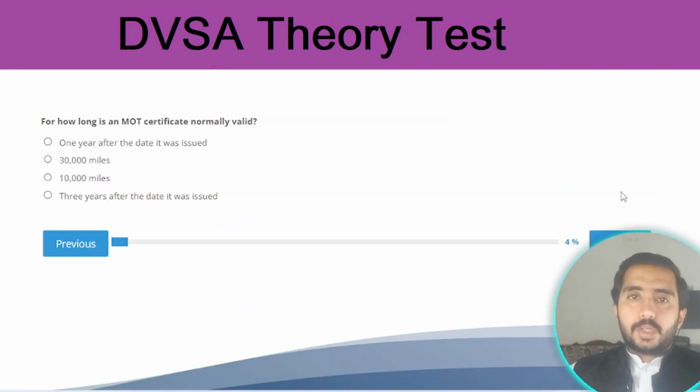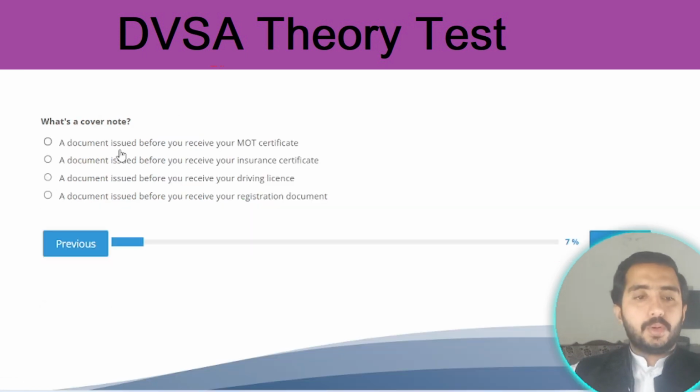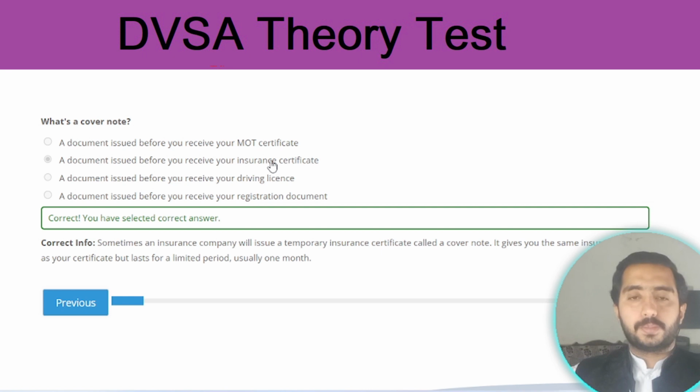Our first question of this documents test is, for how long is an MOT certificate normally valid? An MOT certificate is normally valid for 1 year after the date it was issued. Option A is the correct one. Next question, what's a cover note? The correct option is the document issued before you receive your insurance certificate. Option B is the correct option.